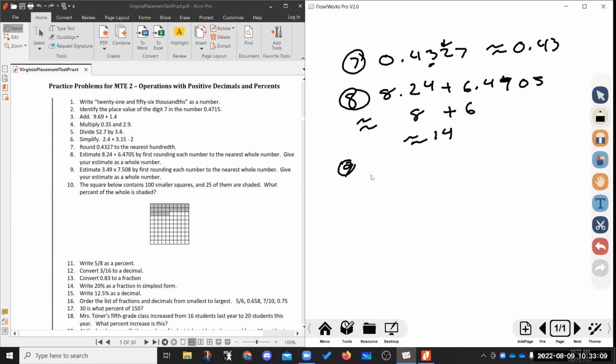Number 9 asks us to estimate the product of 3 49/100ths times 7 508 thousandths by rounding to the whole number first. Give the estimate as a whole number. So this is about the same thing as 3 times 8, which is 24.